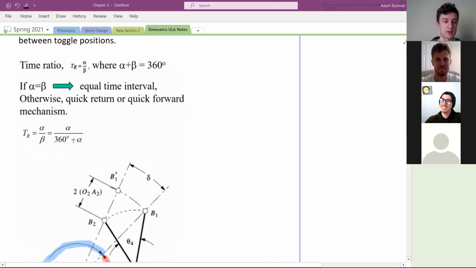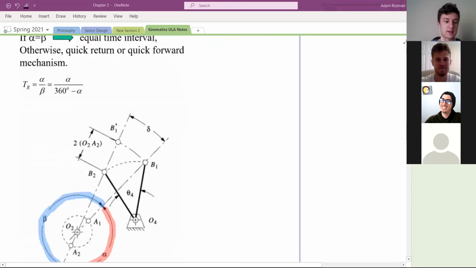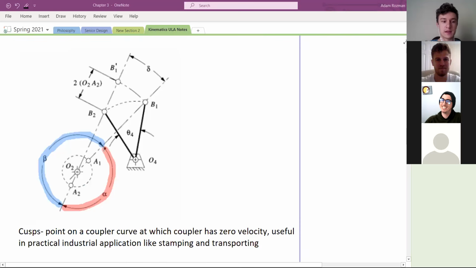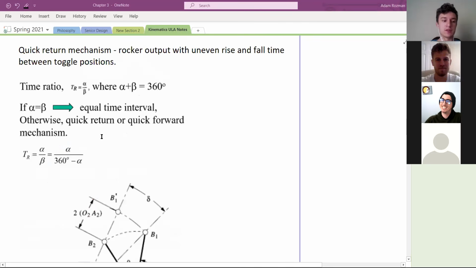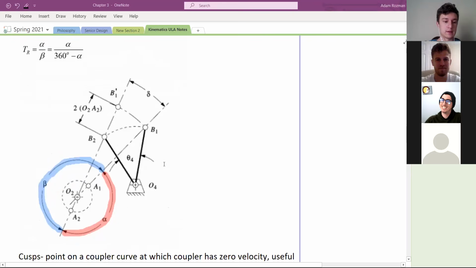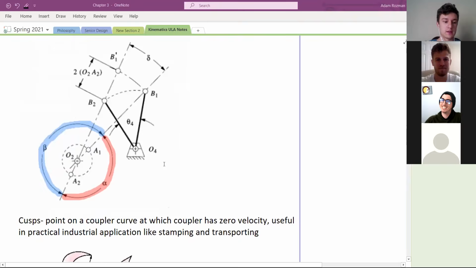The time ratio is pretty straightforward. You just divide alpha by beta. Usually in a question, they'll give you the time ratio, and you'll have to determine alpha and beta from that.